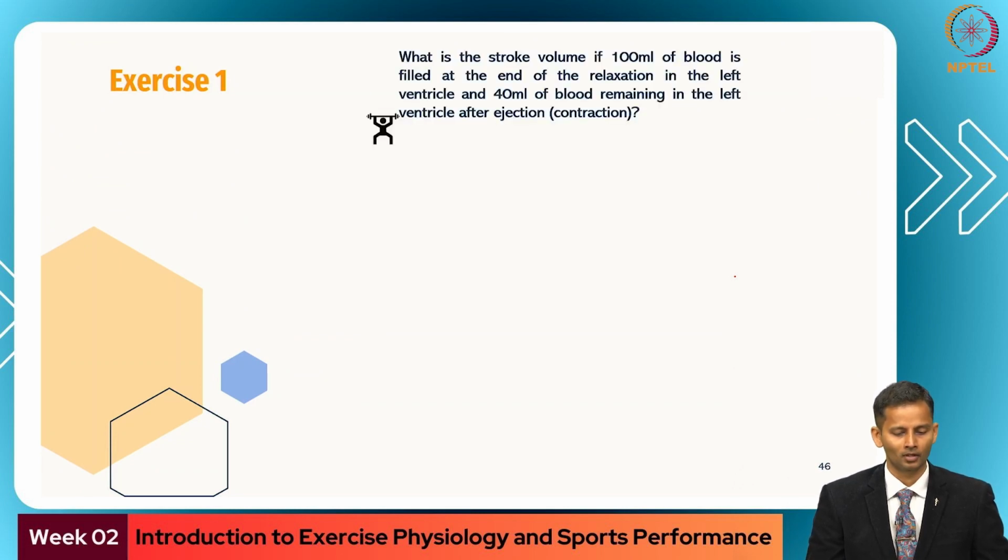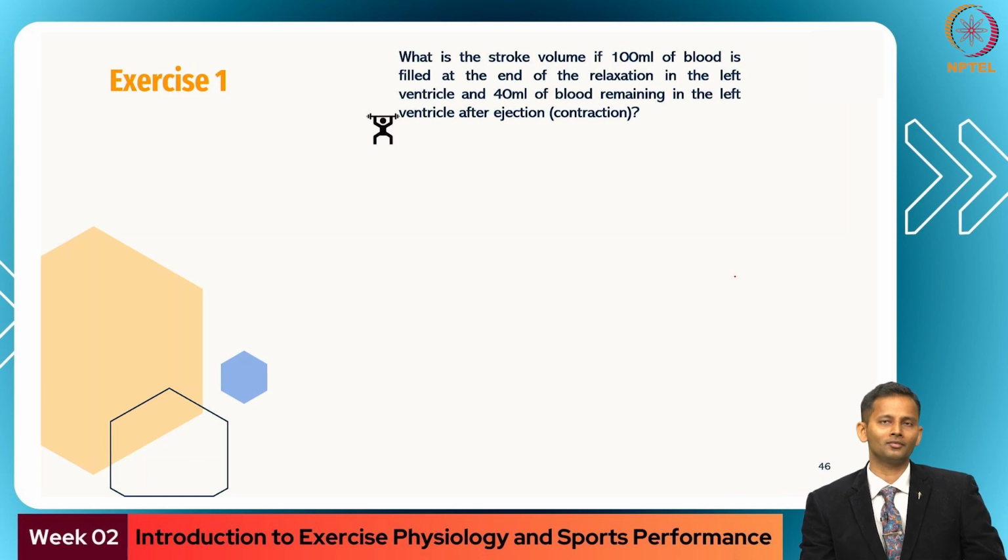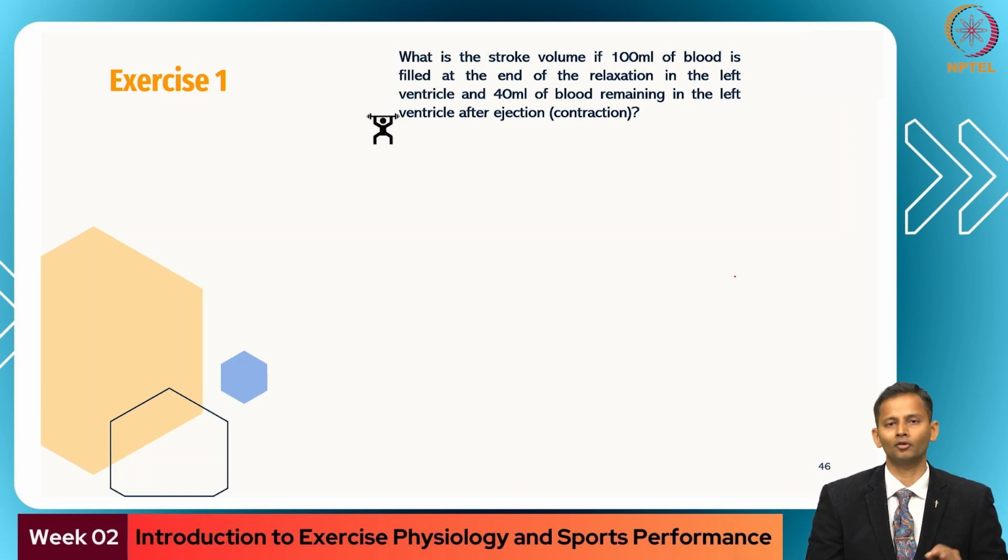Let's spend some time. So what is the stroke volume if 100 ml of blood is filled at the end of relaxation in the left ventricle and 40 ml of blood remaining in the left ventricle after ejection? So what do you mean by this? It says that the end diastolic volume, the volume at the end of relaxation, that is diastole, is 100 ml, and the end systolic volume, that is the volume of blood that is remaining in the left ventricle post contraction or systole, is 40 ml.